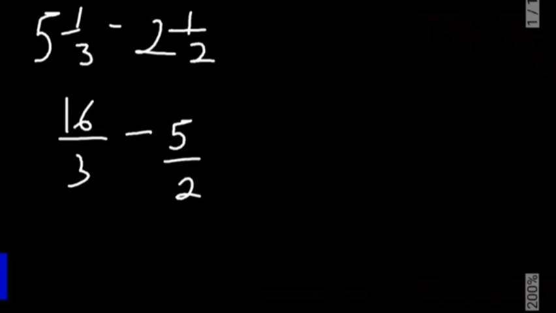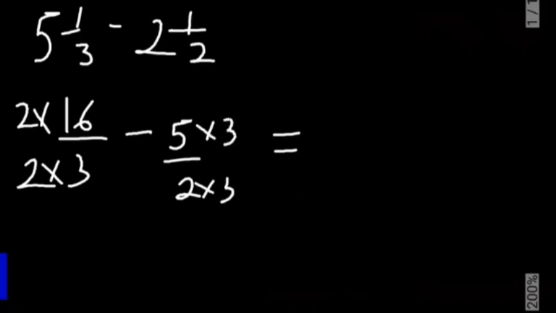So these fractions are not having common denominators. So we multiply this by the other denominator, which is 2, and we multiply this by the other denominator, which is 3. So we also do the same to the numerator, 2, 3. So we have 2 multiplied by 16, that's 32 over 6, minus 5 multiplied by 3, we have 15 over 2 multiplied by 3, we have 6.